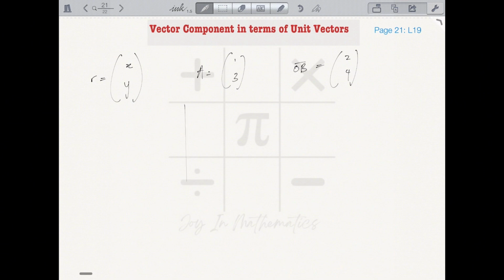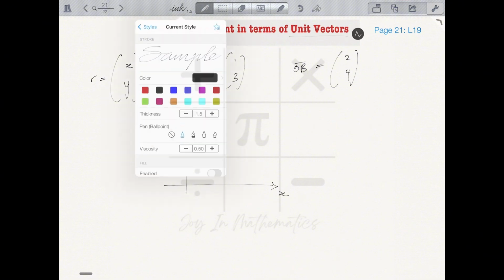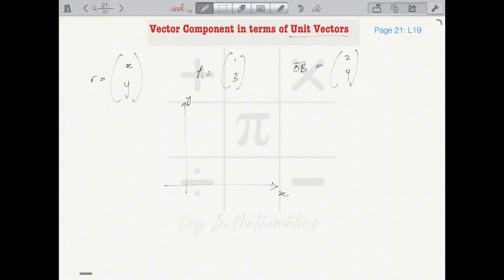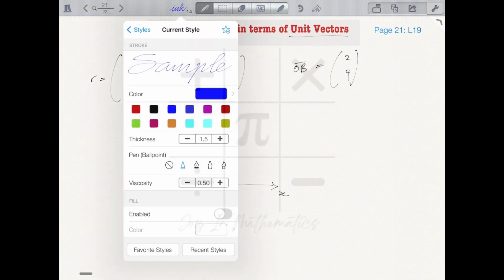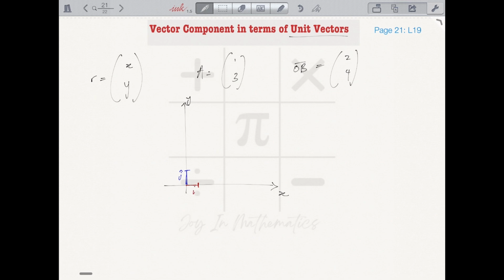So we have a Cartesian plane, the x-axis and the y-axis. Now the term unit vectors, what does it mean? Unit vectors means a unit on the x-axis and a unit on the y-axis. The unit on the y-axis is termed the j component, and the unit on the x-axis is termed the i component.